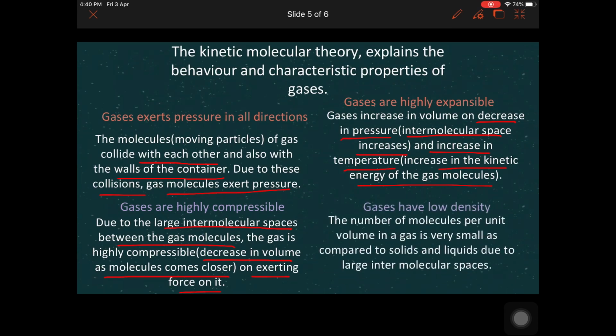Gases have low density. Why do gases have low density? Because the number of molecules per unit volume in a gas is very small as compared to solids and liquids, all because of the large intermolecular spaces present between the gas molecules. So these are the properties that are explained very nicely by the kinetic molecular theory.